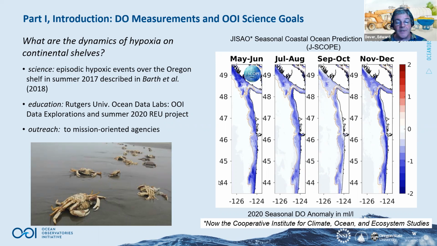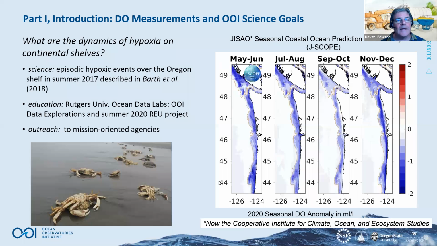How does severe storm mixing impact physics, chemistry, and biology of oceans? How do climatic signals such as the ENSO, Pacific Decadal Oscillation, and Atlantic Oscillation impact chemistry and biology? How do shelf slope processes structure the physics, chemistry, and biology over continental shelves? And then, the question we're looking at a lot here on the endurance array is, what are the dynamics of hypoxia on continental shelves?